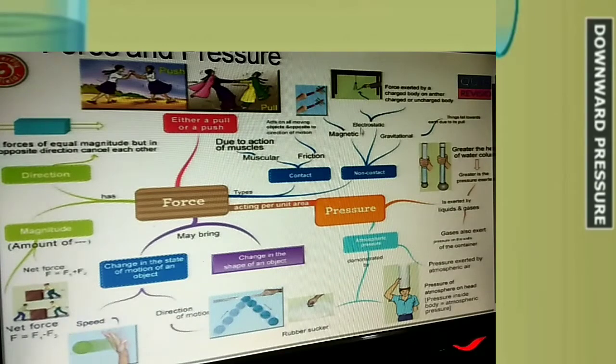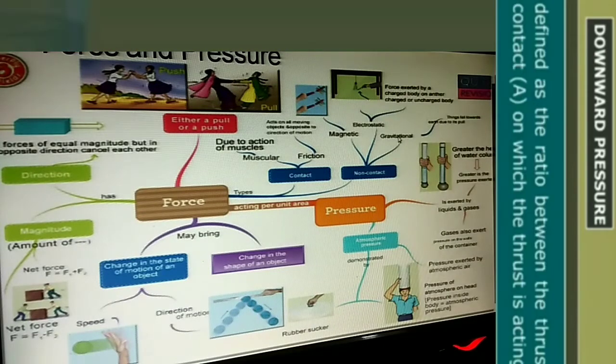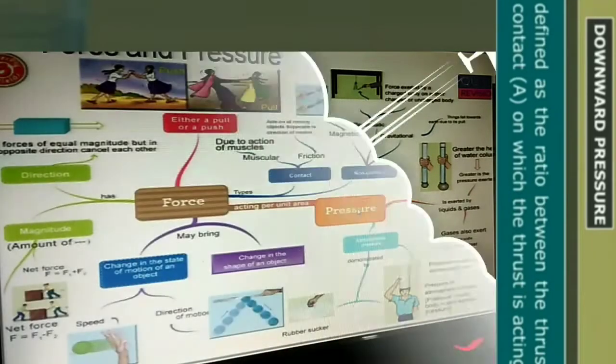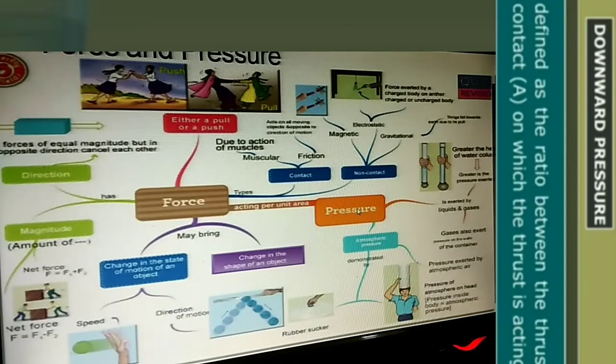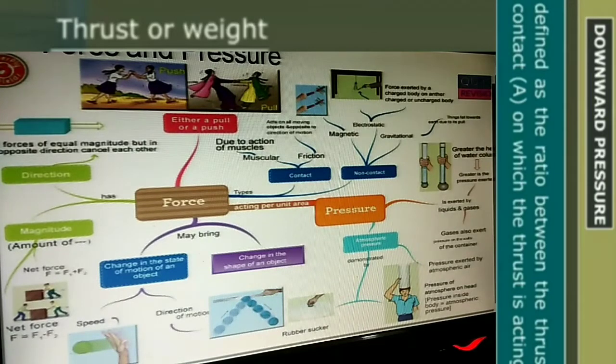Magnetic force is the force of the strength of the magnet which pulls the magnetic substances towards it. Electrostatic force is the force exerted by a charged body on another charged or uncharged body. Then gravitational force is the force by which objects pull other objects towards them. Contact forces are of two kinds once again, fluid force and normal force.